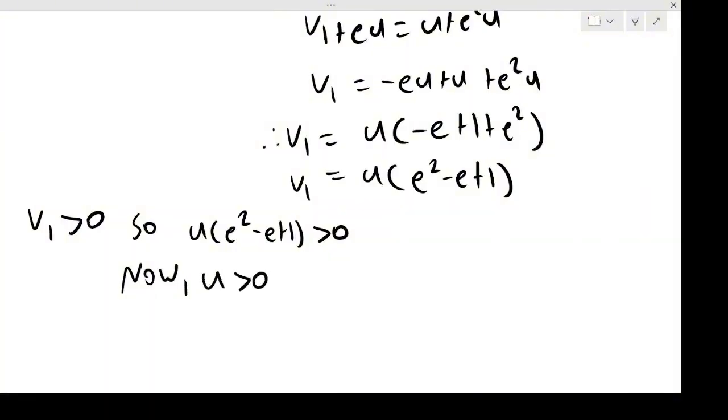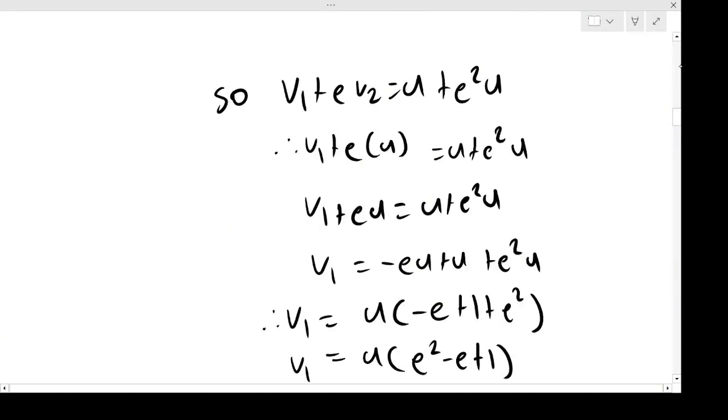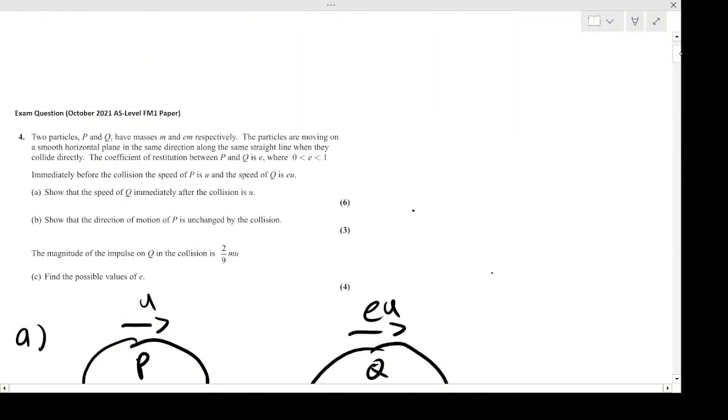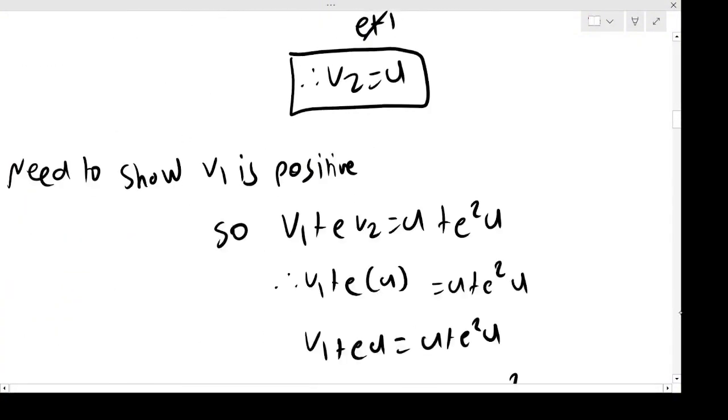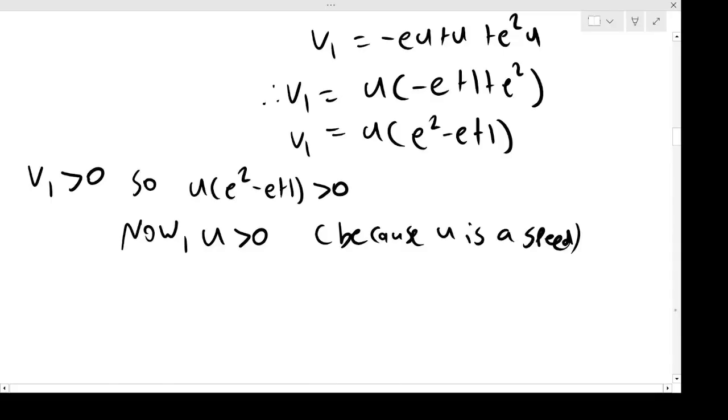Now, U has to be greater than 0 because U is the speed. Remember in the question it refers to U being a speed. So the speed of P is U. U is a quantity for speed, and speed is always positive, so that means U is positive because it's a speed. So we need to show that ultimately e squared minus e plus 1 is also positive.